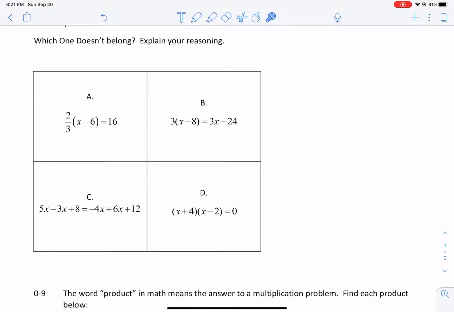All right, so there's many different answers here. For A, you could notice that A is the only one that has a fraction. For B, you might notice that this was an identity, which means if I were to distribute there, they would be the same.